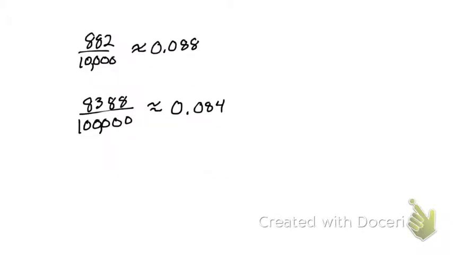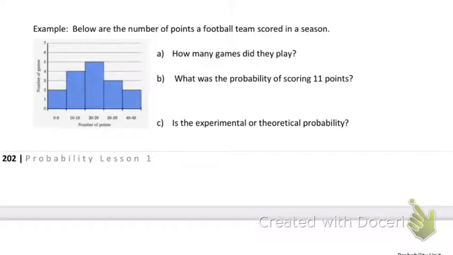It's a good thing to remember. All right, last thing is, below are the number of points a football team scored in a season. My first question is, how many games did they play? 16. There are 16 games that they play.